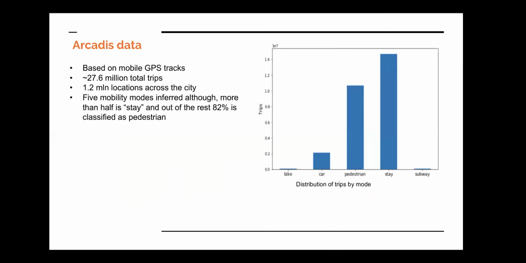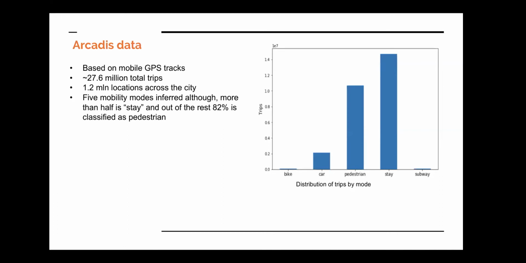Since no data is perfect, in order to test the stability and data dependence of our findings, we also compare the models using different input data on the input travel demand. And one of the data sets we use for comparison purposes is the data set provided by Arcadis based on mobile GPS tracks of more than 27 million trips, almost exactly the same number of trips as in C2Smart data.